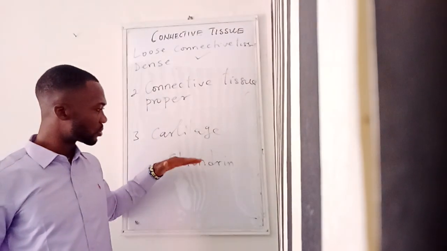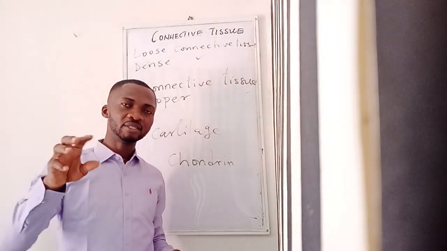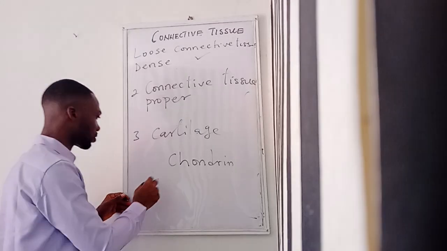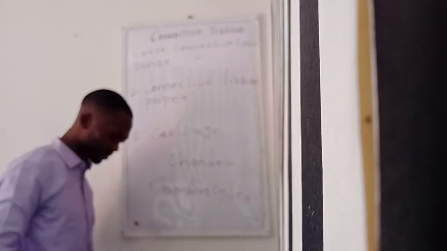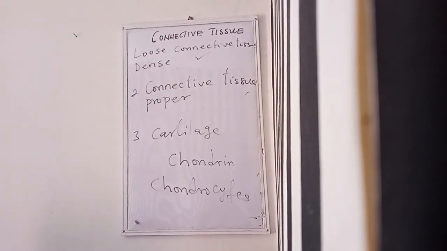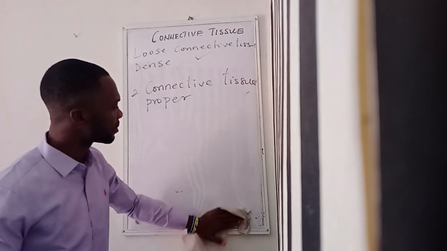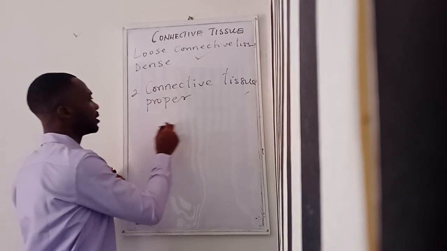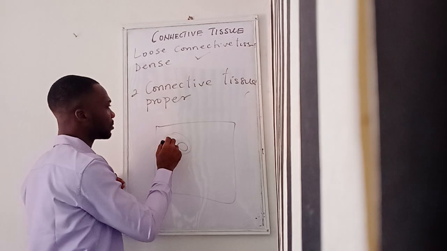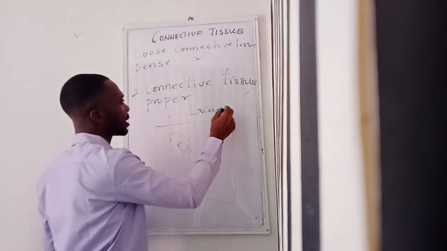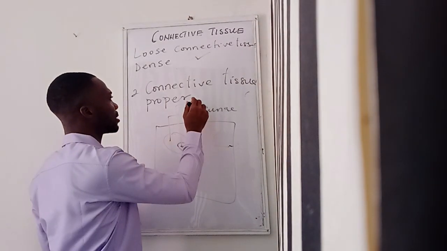However, this chondrin and the collagen are secreted by the cartilage cell, what is called the chondrocyte. It is the chondrocyte that secretes this. And these chondrocytes are located within the ground substance and usually confined to a space that is called the lacuna, lacunae. Then this is the chondrocyte.